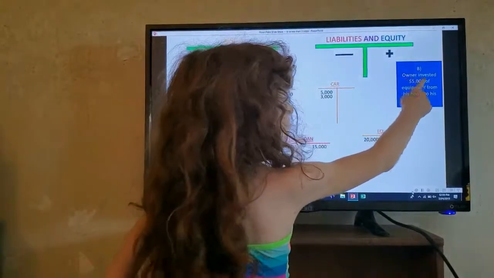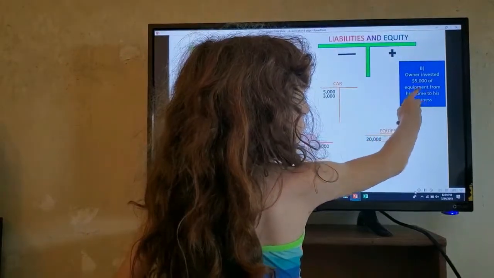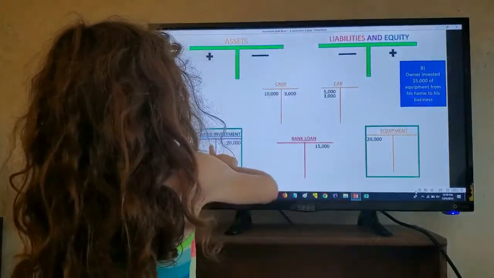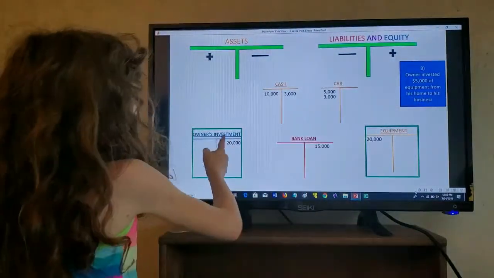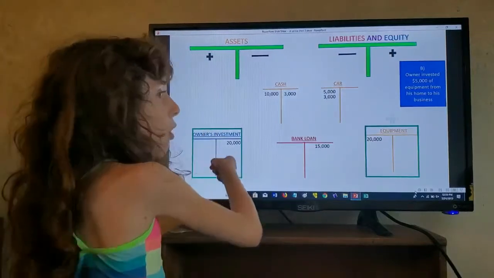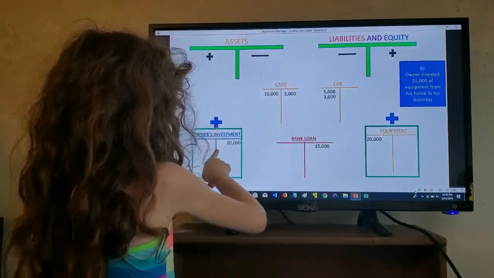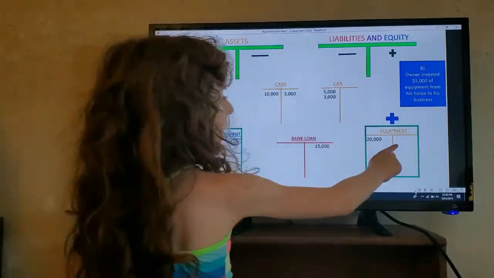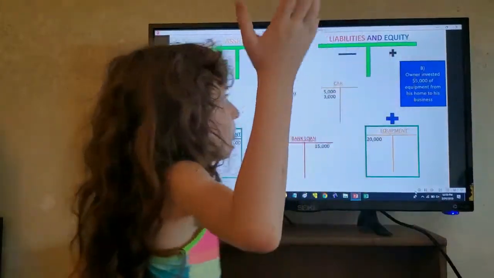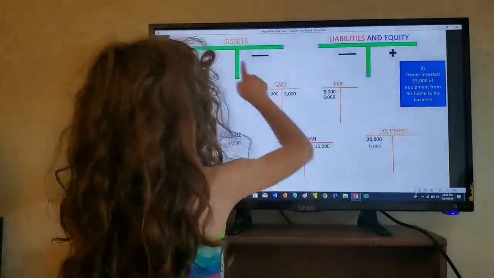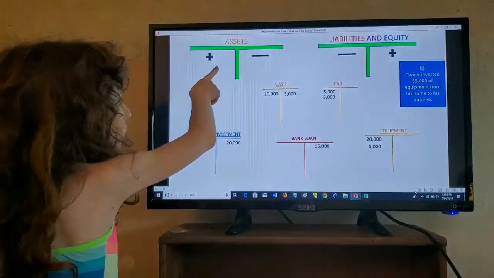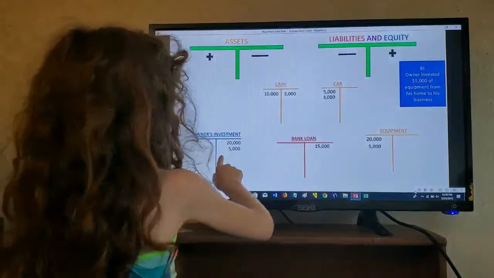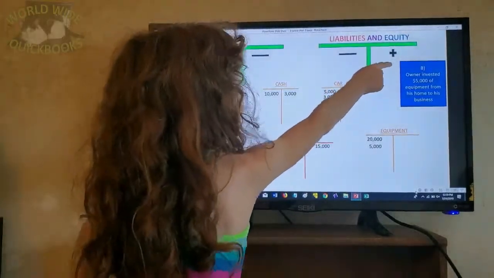Transaction B. Owner invested $5,000 of equipment from his home into his business. So equipment and owner's investment will change. The owner invested more into the job, so it's plus, and equipment is plus because the job's getting more. Equipment is an asset and it's plus, so it has to be debit, and owner's investment is an equity, so it has to be credit.